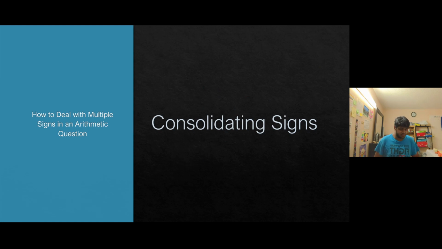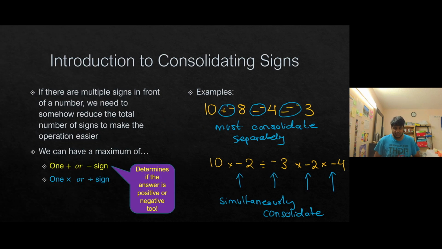Alright, so first things first, it's about consolidating signs. So how do we deal with multiple signs in an arithmetic question? If there are multiple signs in front of a number, we need to somehow reduce the total number of signs to make the operation easier. So what we say is we can have a maximum of one addition or subtraction sign in addition to one multiplication or division sign, right?